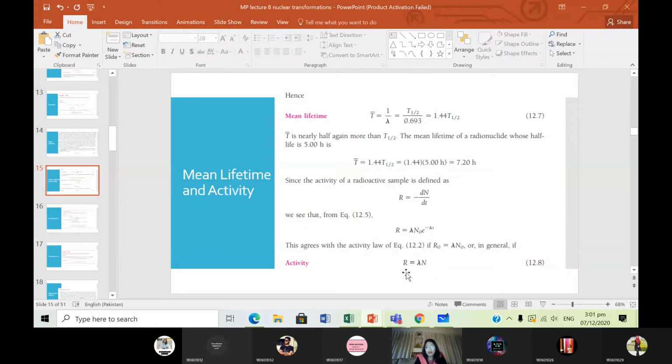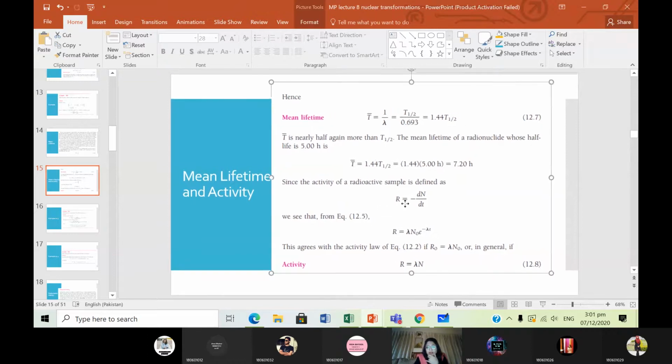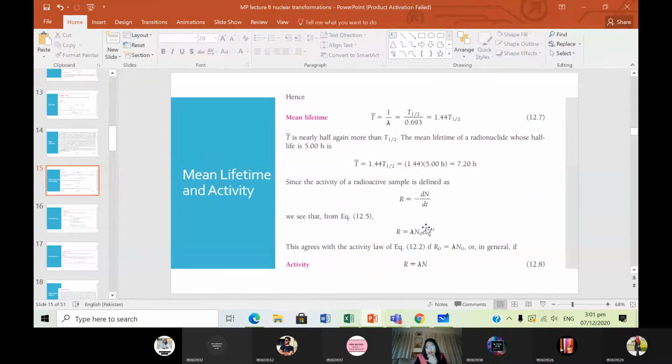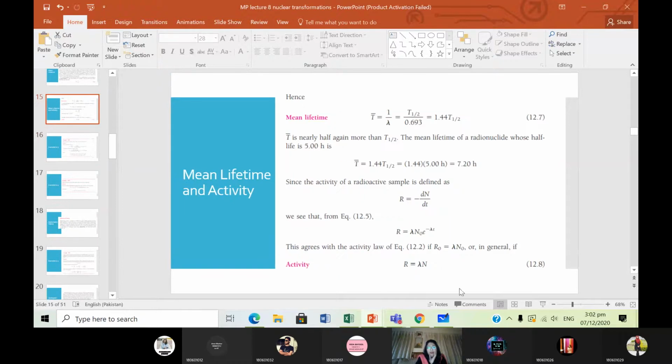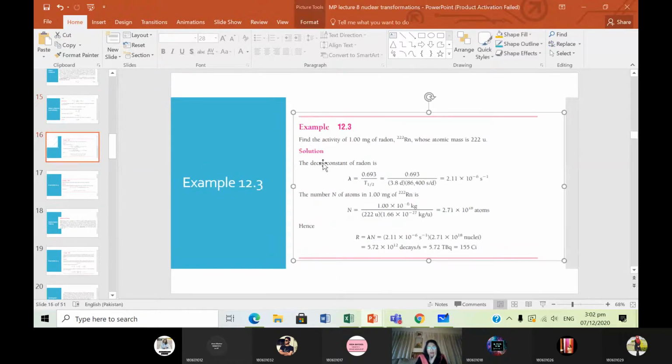We did up till here. We said R, the activity, is equal to lambda N. We said that the activity of a radioactive sample is defined as minus dN by dt, and we already had an equation for dN by dt, so we just substituted that equation in here. And we had R is equal to R naught e power minus lambda t. So R naught we make equal to lambda N naught. So in general, R becomes equal to lambda N. So now let's do an example. This was where we stopped last time.